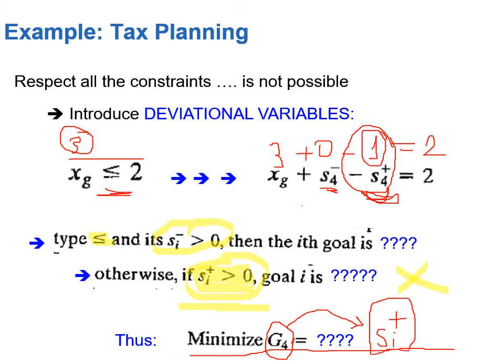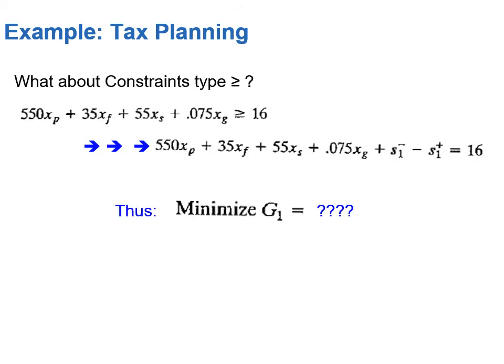But this depends on the constraint type. Since the constraint type is less than or equal to, we are minimizing Si plus. Then what happens if the constraint type is greater than or equal to? Let's consider that case as well. At this point, please try to figure out what will be the result or the conclusion. So for the less than or equal to constraint, we try to minimize the positive deviation. And here, we should minimize the negative deviation.